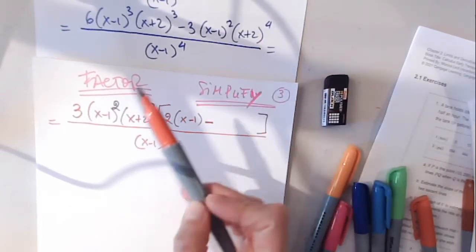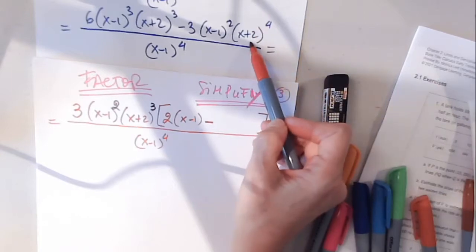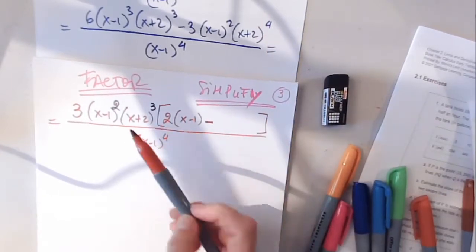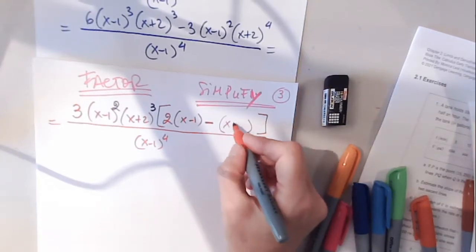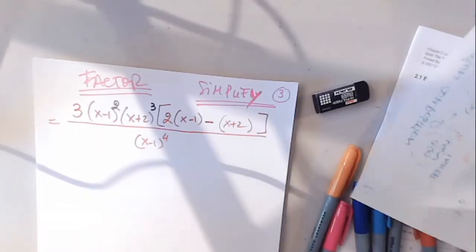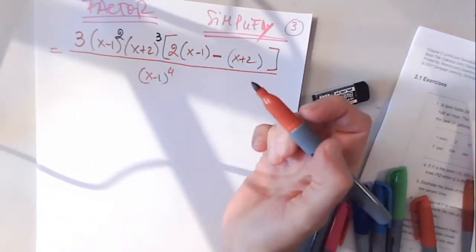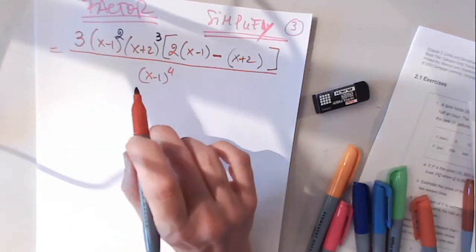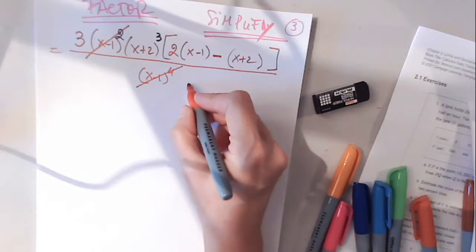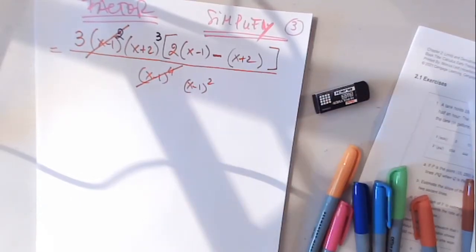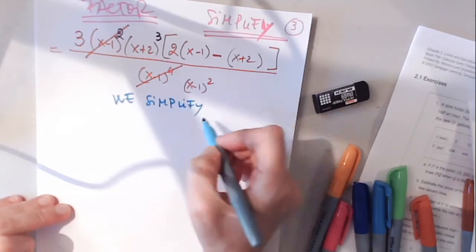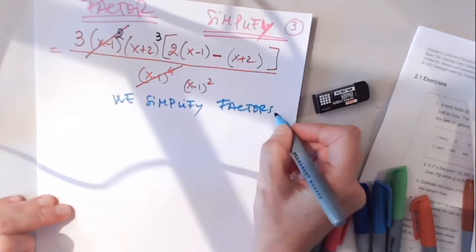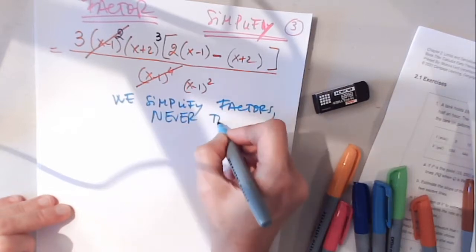I had x minus 1 squared, and I took them all out. And now I have x plus 2 to the 4th power, and I took 3 of those out. And in parentheses, what will I have left? x plus 2. Indeed. Thank you very much. Great job. Only now, never before, can I do this, because we can only simplify factors, comma, never terms.